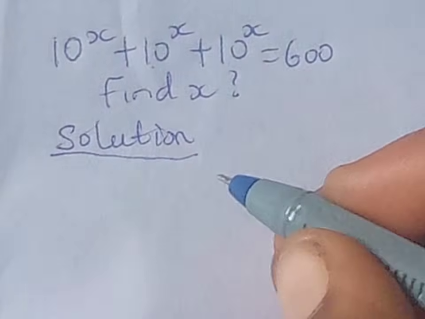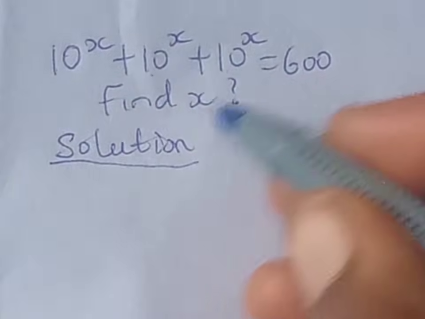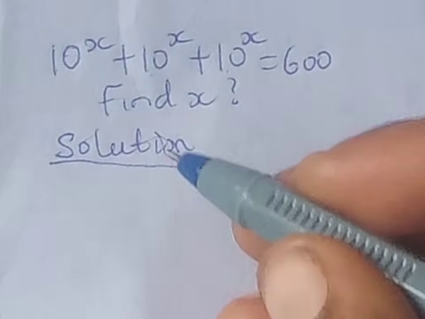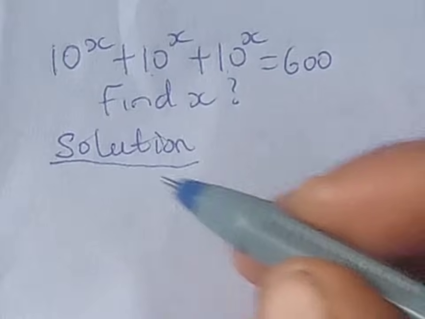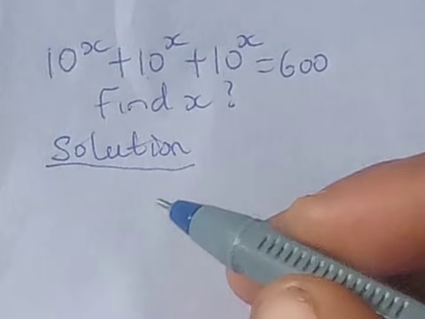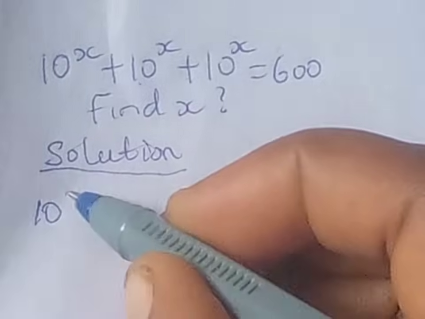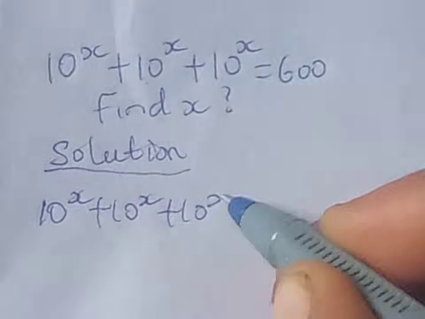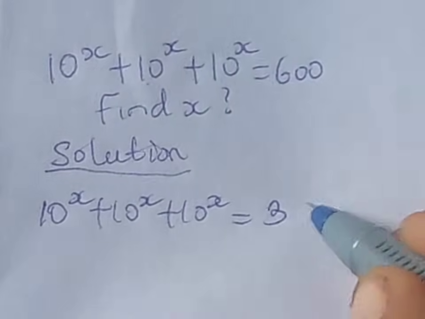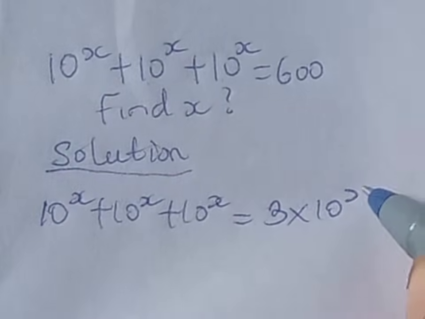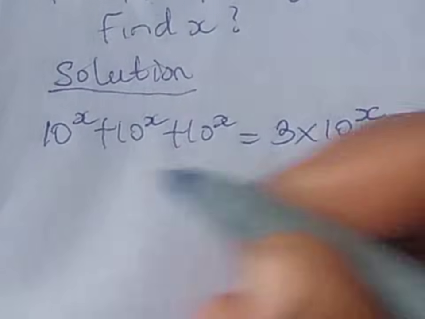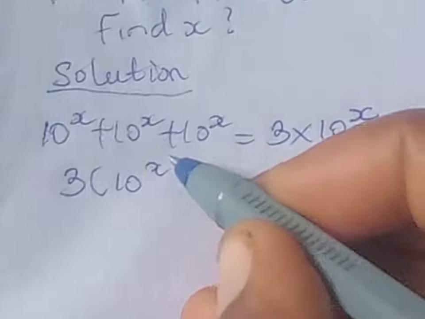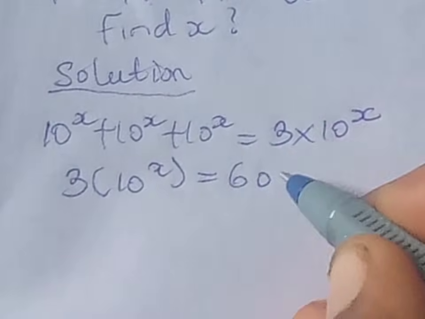Here is our solution. Since they are identical, adding them is like saying 10 raised to the power of x plus another 10 raised to the power of x plus another 10 raised to the power of x. That simply means 10^x plus 10^x plus 10^x equals 3 times 10^x. So our equation becomes 3 times 10^x equals 600.